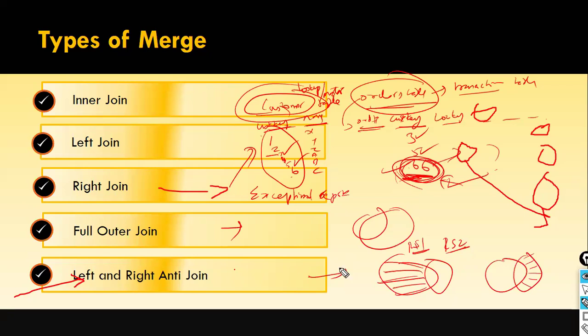I want to create a report. Let's say your manager is asking you, hey, create a report wherein I want to see whatever product that I sell in shop 1, which I don't sell in shop 2. What are the products that I sell in shop 1, which I don't sell in shop 2?